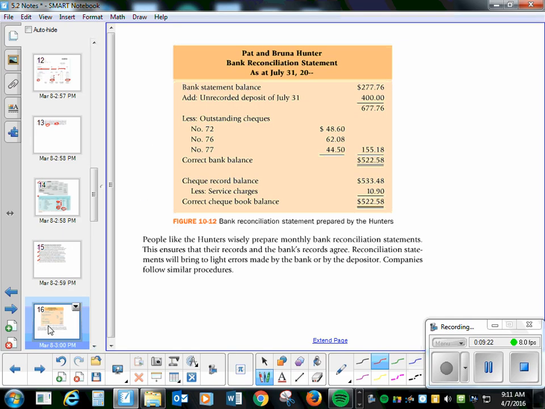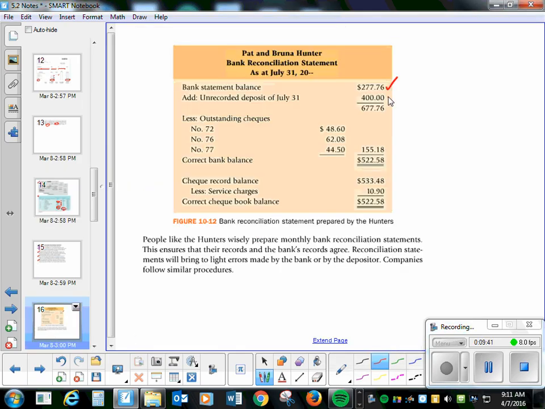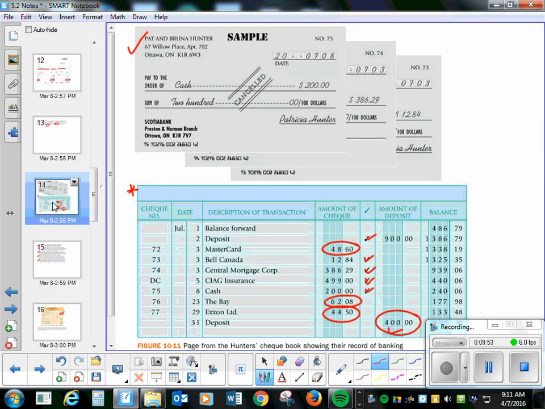So I think on this page, so this is what a bank reconciliation looks like. You always start with what the bank statement says you have. Then you go and you look to see any of the outstanding deposits that haven't gone through the bank yet. And if you look here, that's that $400 one. And you add that in because the bank doesn't know about it. So you say that you actually have $677.76.